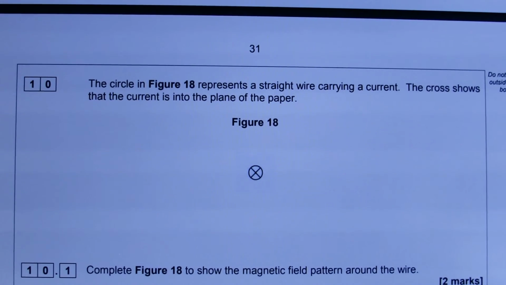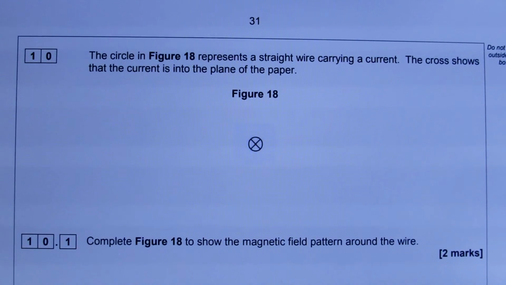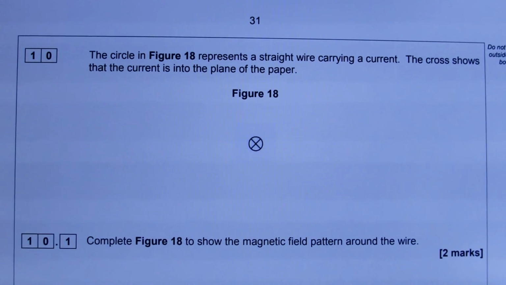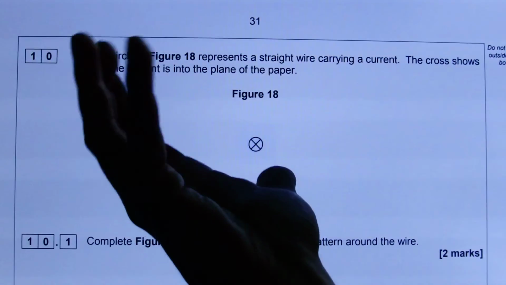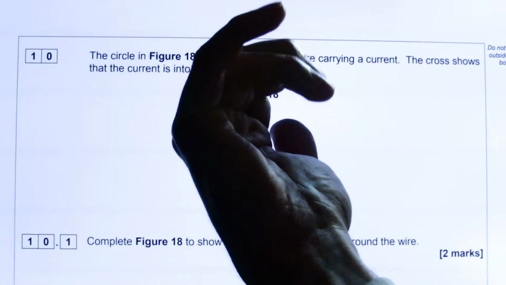The circle in figure 18, with a cross in it, represents a straight wire carrying a current. The cross shows that the current is into the plane of the paper. You don't even have to know how to draw a wiring diagram here. Complete figure 18 to show the magnetic field pattern around the wire. Right hand grip rule, I believe. Point your thumb in the direction of the current, wrap your fingers around, and they're the direction of the magnetic field.